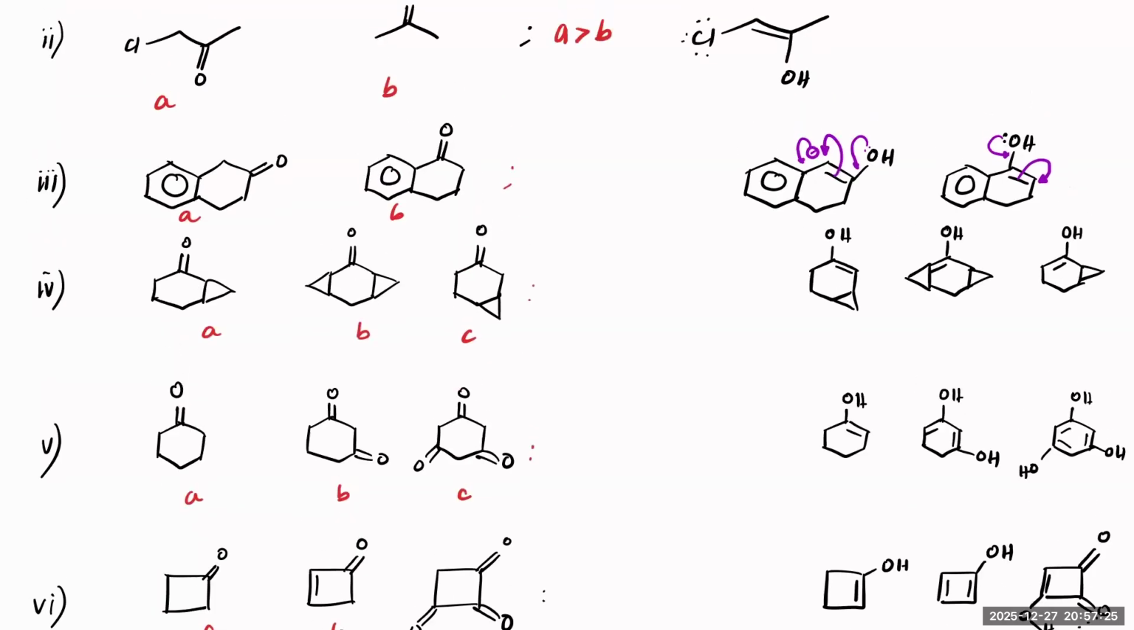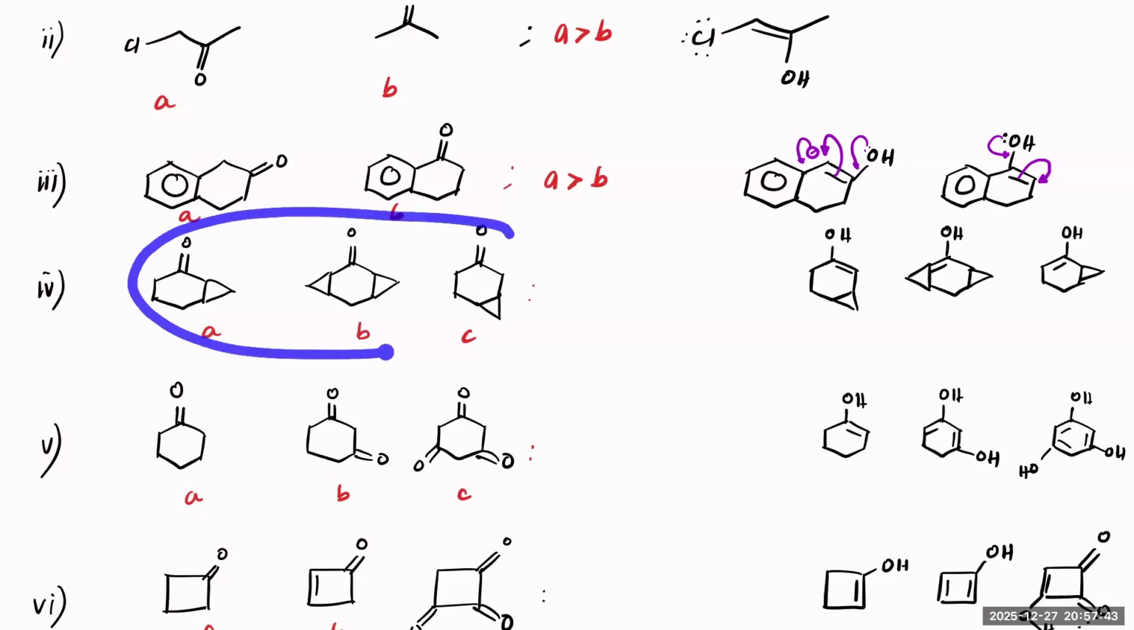Right. Notice in the case of A and B, you can see if I make a double bond here, you can have an extended conjugation. Here you will have less extended conjugation. In fact, there is no extended conjugation on the other side. Therefore, A is better than B.